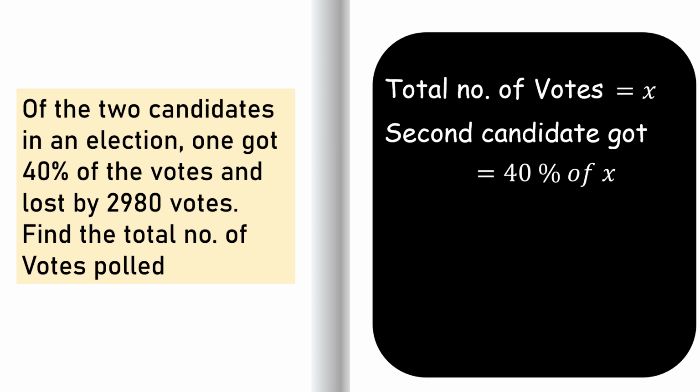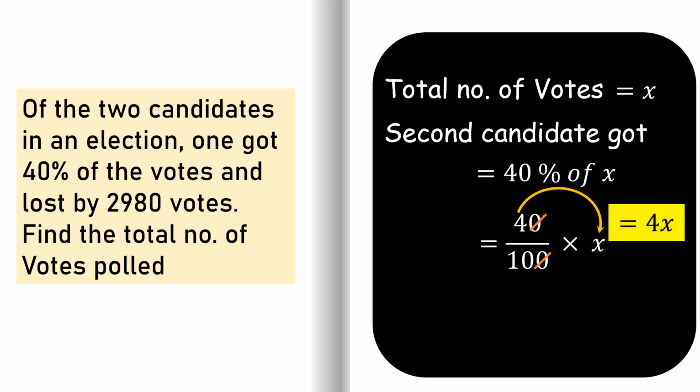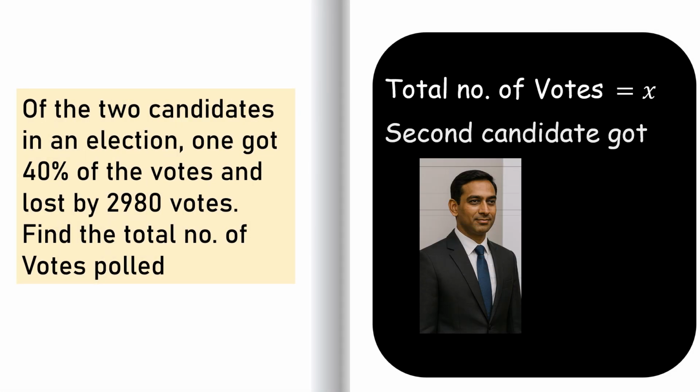Let's calculate. 40% of X means 40 over 100 multiplied by X. If we do fraction multiplication, the 0 of the numerator gets cancelled with a 0 of 100 in the denominator. We are left with 4 and X in the numerator. If we multiply 4 with X, it becomes 4X, and in the denominator we will have 10. So, the result of this multiplication comes out to be 4x over 10. We can say this second candidate got 4x over 10 votes in total.